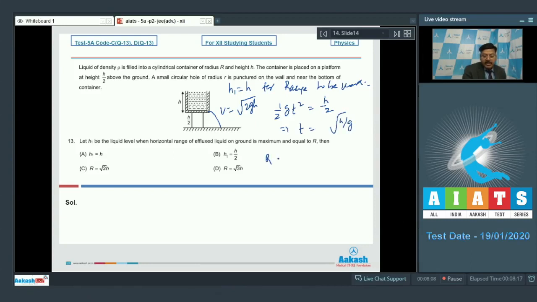And so horizontal range in that case is root 2gh into root h by g, and this is simply h root 2, and so r is root 2h is also correct, and h1 equal to h is also correct. The other two options are incorrect. Let's see the next paragraph now.